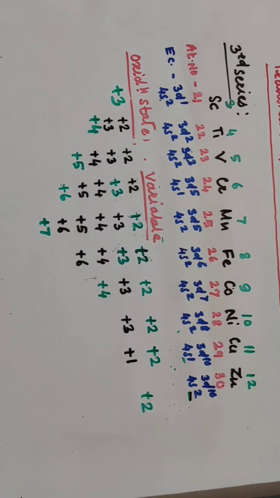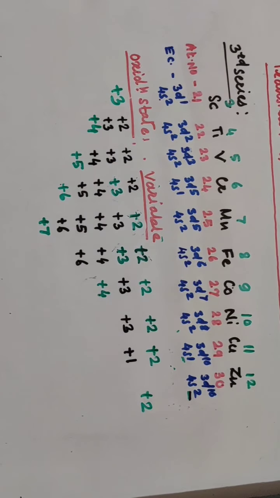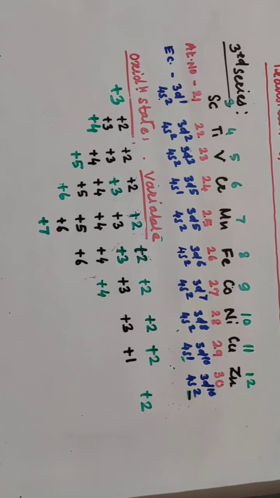This variation is why? Variation is due to participation of the d electrons in the bond formation there. As d electrons participate in the bond formation, why are these participating? Because the energy difference between s and d orbital is very small. That means it is almost the same, and so they can participate in the bond formation, and hence the transition metal can show variable oxidation state.